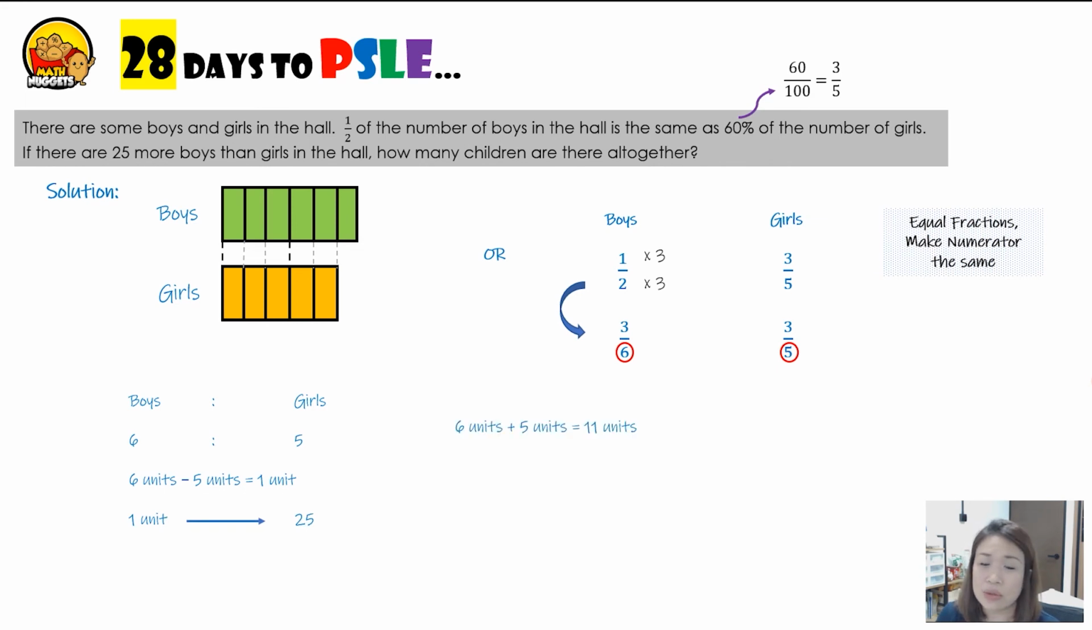The question wants us to find the total number of children. So 6 units plus 5 units would be a total of 11 units. So 11 units will be 25 times 11, which is 275. So that's the answer, 275 children. So that's all for this question.